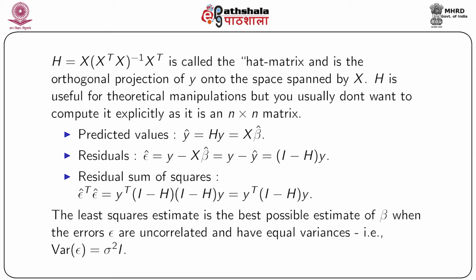So the least squares estimate is the best possible estimate of beta when the errors epsilon are uncorrelated and have equal variance. That is, variance of epsilon equals sigma squared times the identity matrix. And this is evident from one of the previous modules where we had discussed the assumptions of fitting a proper linear model. The assumptions were that we get the estimate of the coefficient beta such that the errors are uncorrelated. So we try to get the errors rid of the autocorrelation, and also we want them to have equal variance, or in other words, we want them to be homoscedastic.